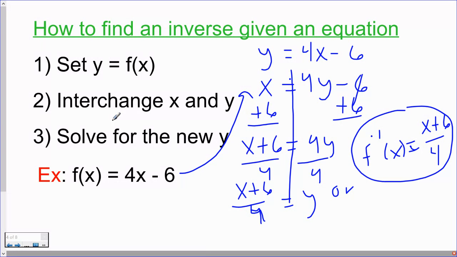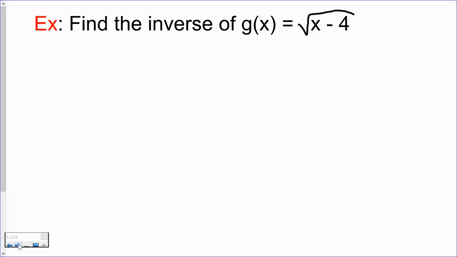So those are the rules that we're going to use, steps to do all these ones, even as they get more difficult. All right, same thing. Find the inverse of g of x equals the square root of x minus 4.